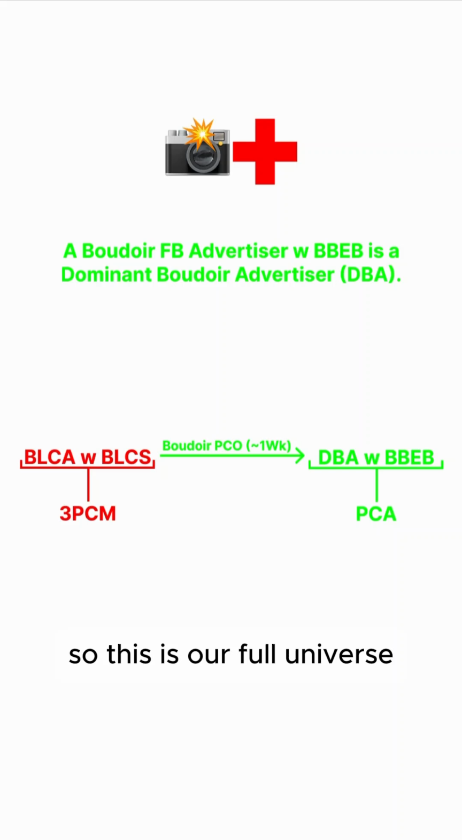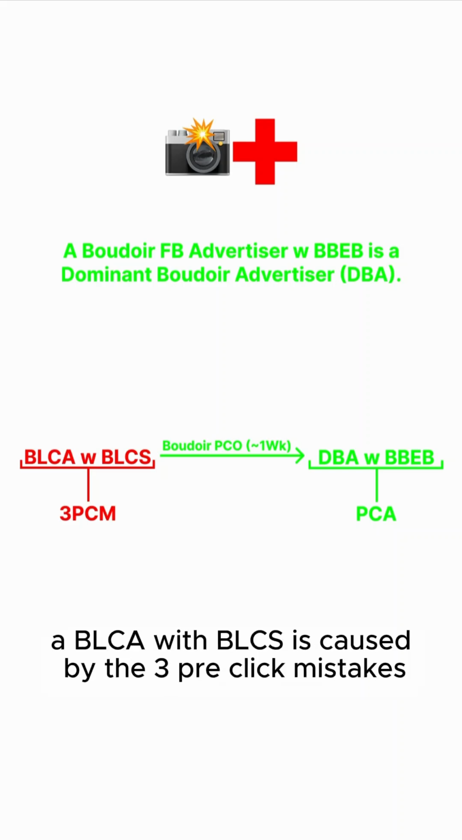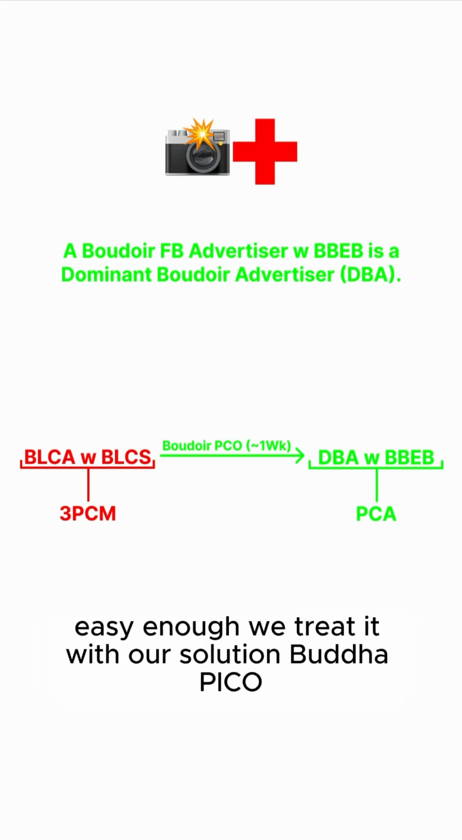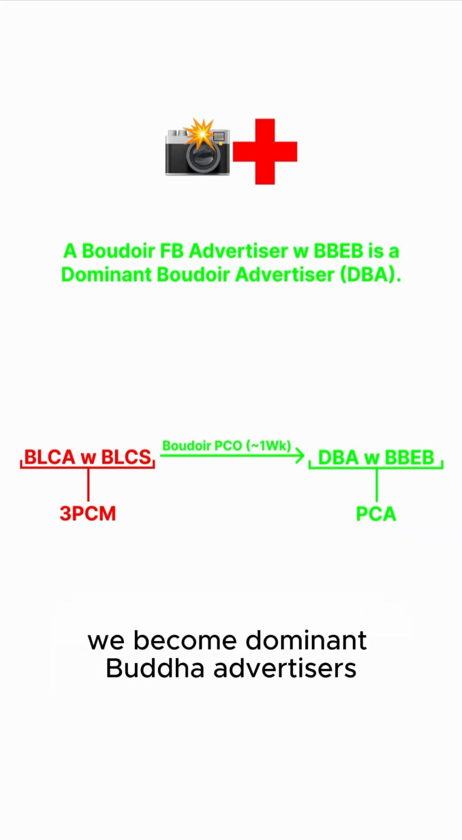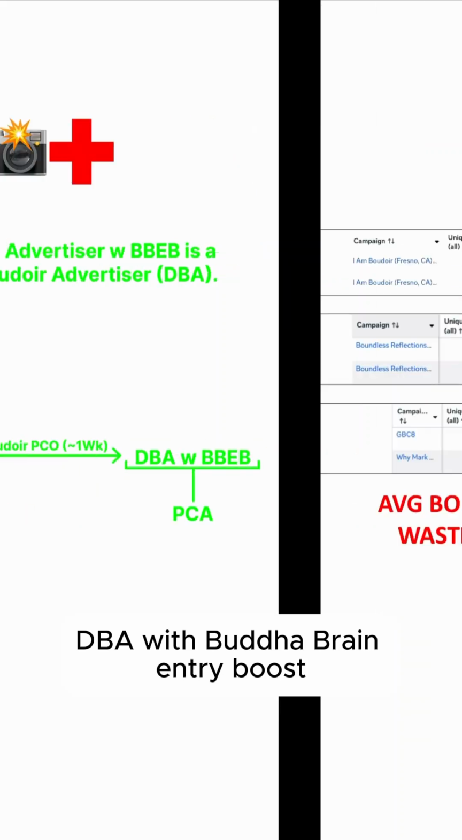We also know that a Boudoir Facebook advertiser with Boudoir brain entry boost is a dominant Boudoir advertiser, a DBA. So this is our full universe. A BLCA with BLCS is caused by the 3 pre-click mistakes. Easy enough. We treat it with our solution, Boudoir Pico. It takes about a week. We achieve PCA, the pre-click alignment, and we become dominant Boudoir advertisers, DBA with Boudoir brain entry boost.